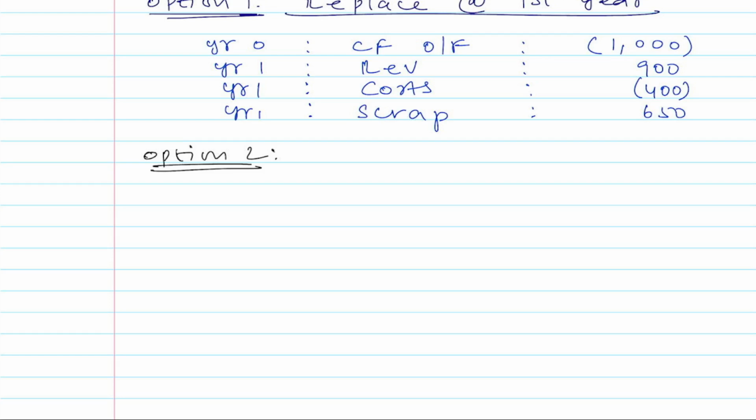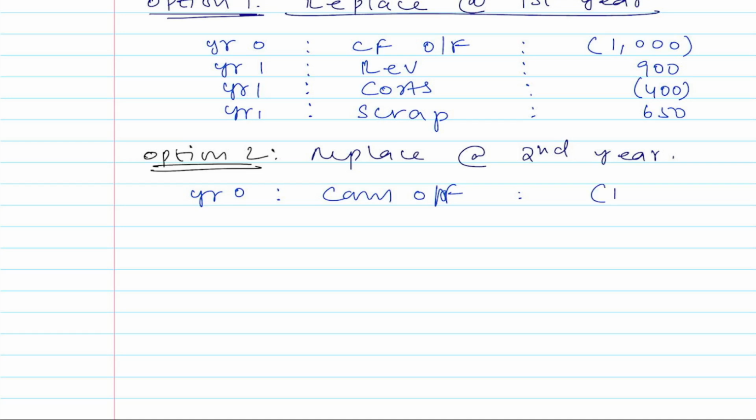So, tell me, option 2. Replace at the end of second year. Please answer me. Year 0. Cash outflow. How much? 1000. Next year 1, not year 2. First year revenues will come. So tell me, year 1 what will come? Revenue. First year is same.